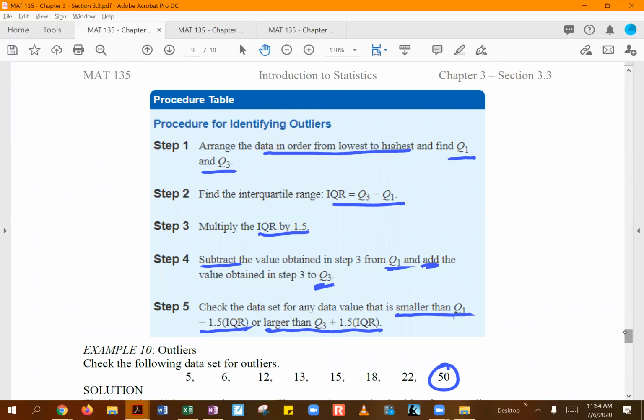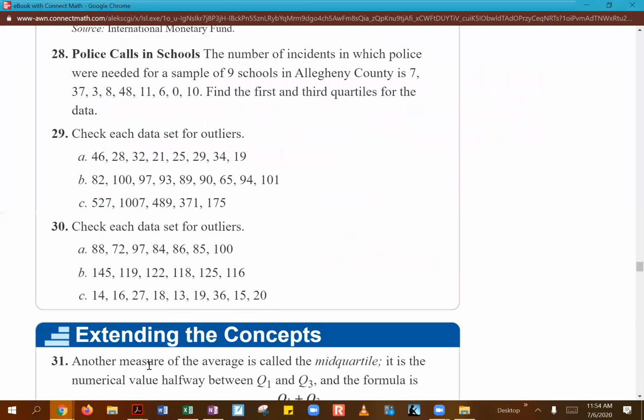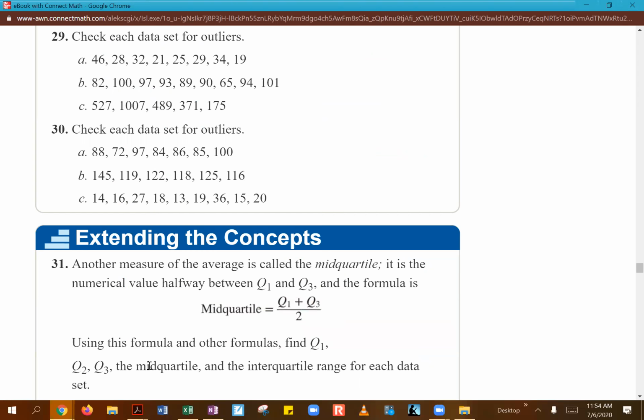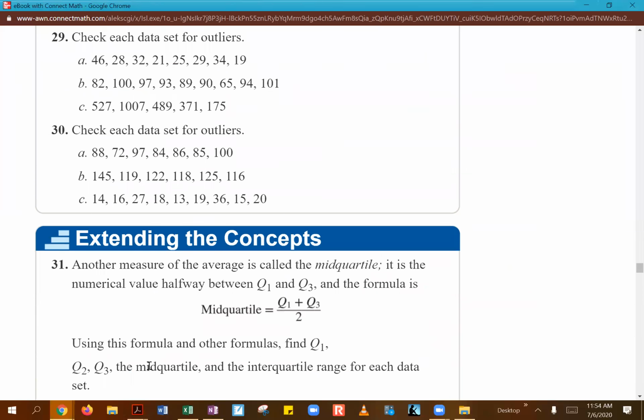So going back to our textbook over here, let's take a look at, I don't know, part A maybe, and see if that set has an outlier or not. So we've got number 29 over here, set A.